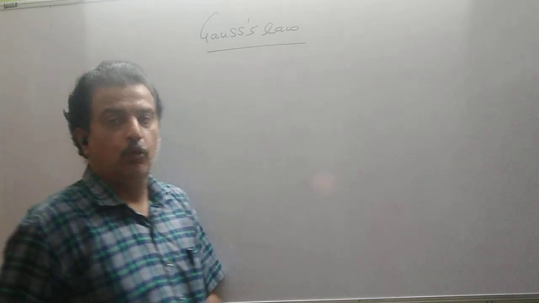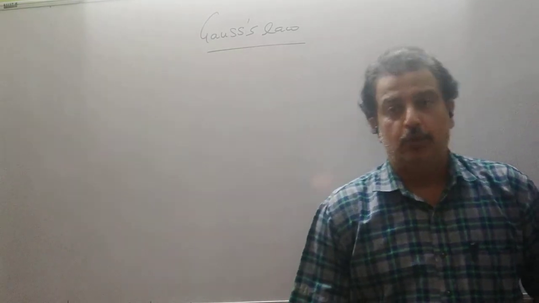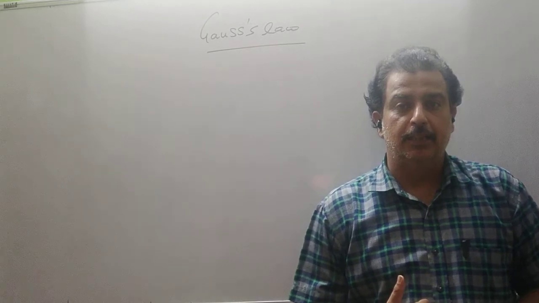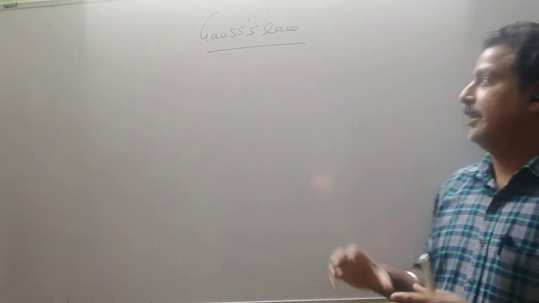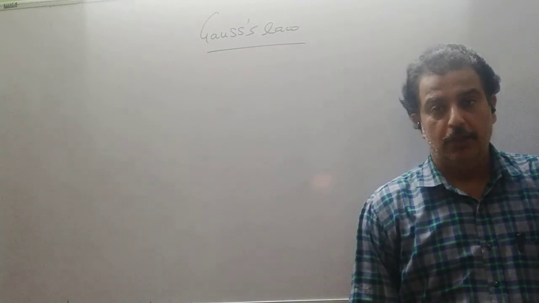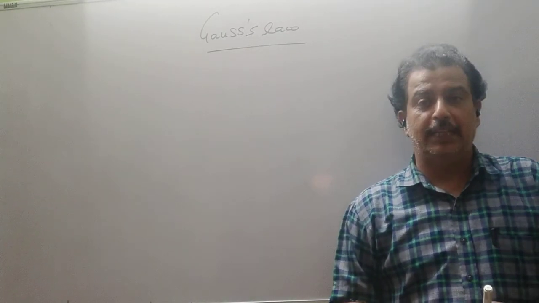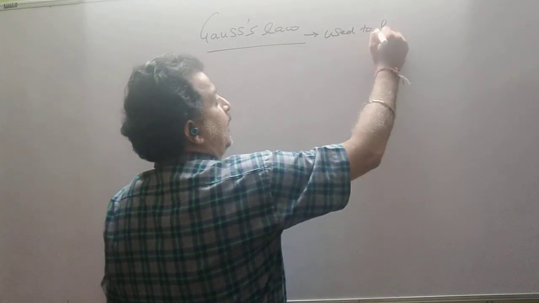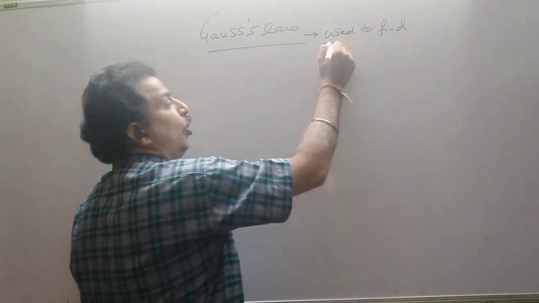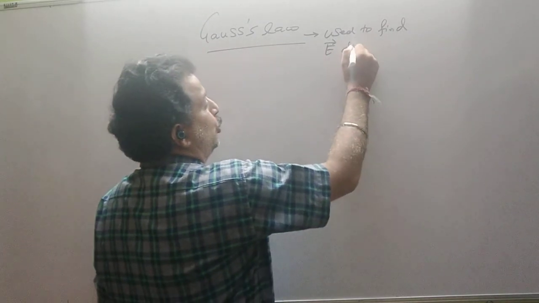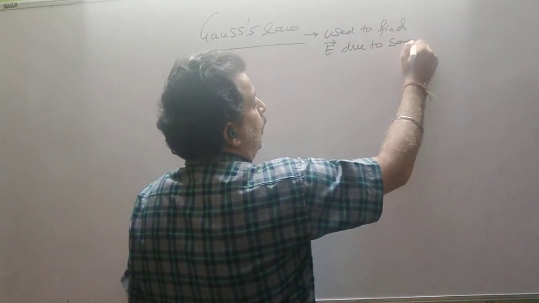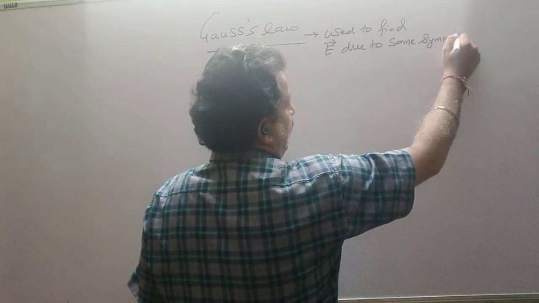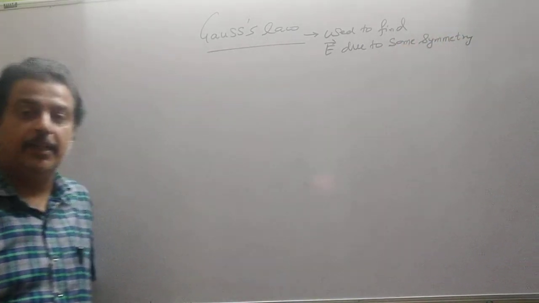Now our next topic is Gauss law. Gauss law is also used to find out the electric field intensity which has some symmetry. So we will see by the application of the Gauss law, it becomes far easier to find out the electric field intensity. So what is the use of Gauss law? Gauss law is used to find E vector or electric field intensity due to some symmetry. We will see what this due to some symmetry exactly means.